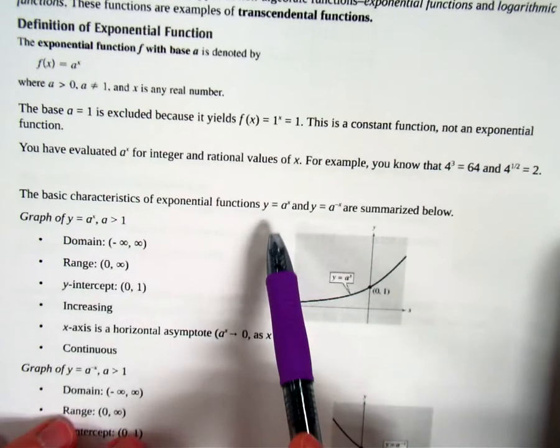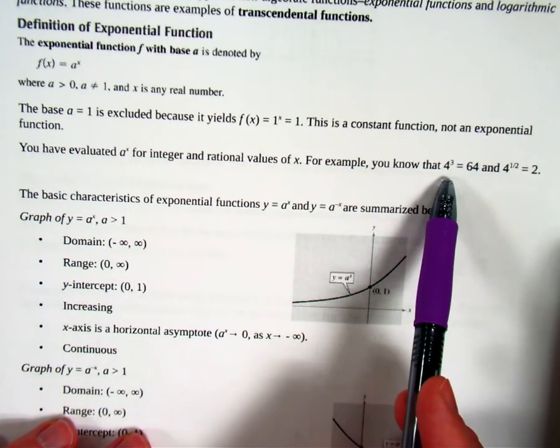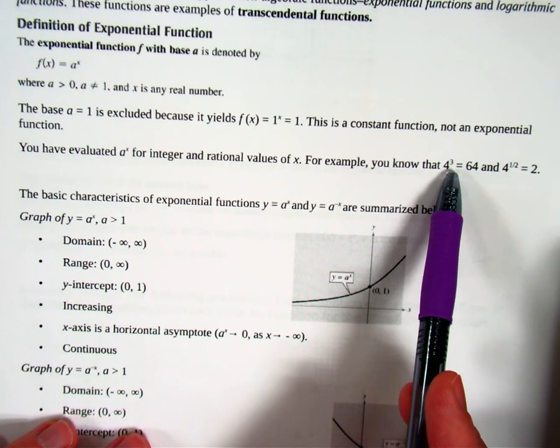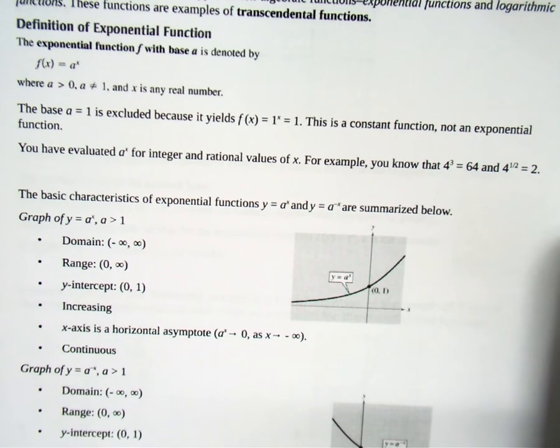If it is a big number, like 4, it's going to grow pretty quickly. If you had a smaller number, like a decimal that's between 0 and 1, it's going to be coming down pretty quickly.